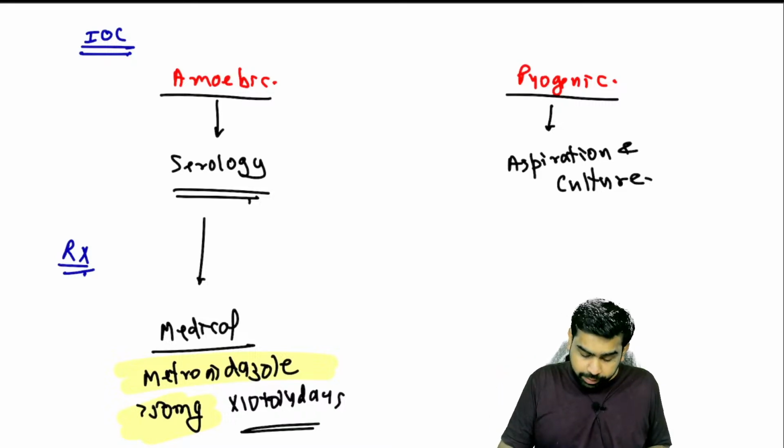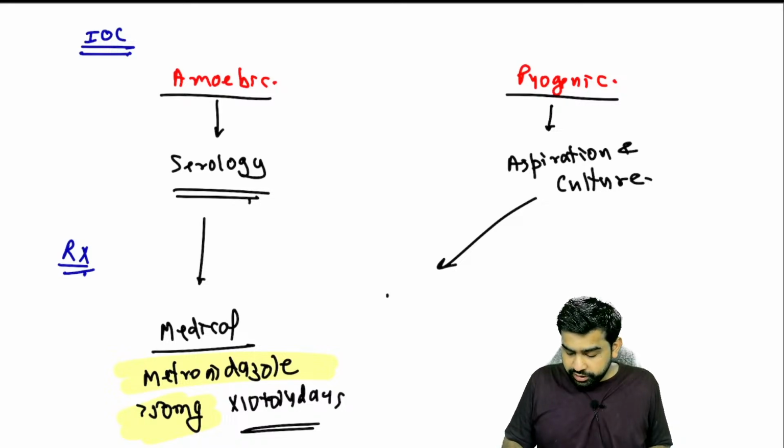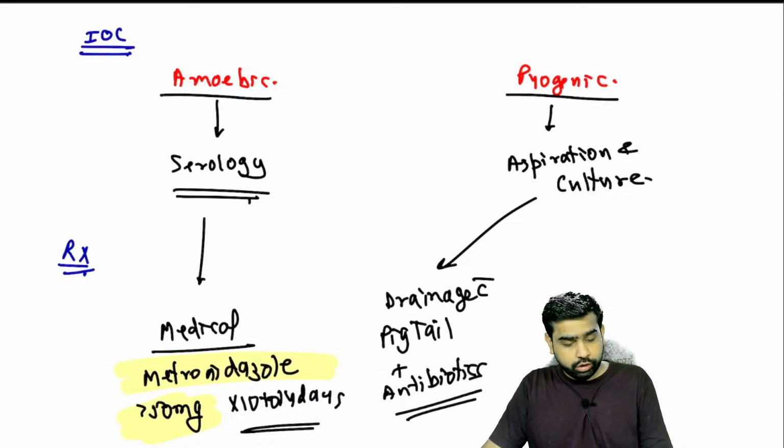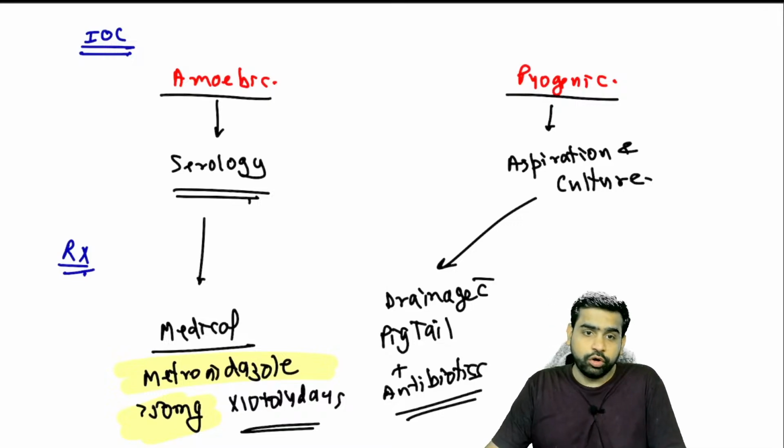For the pyogenic liver abscess, what is the management? The management is drainage with pigtail. Obviously, along with that, you have to give antibiotics to the patient. But the management is basically drainage with the antibiotics.